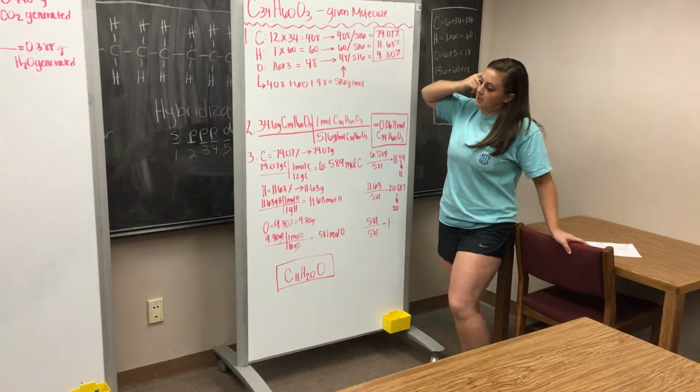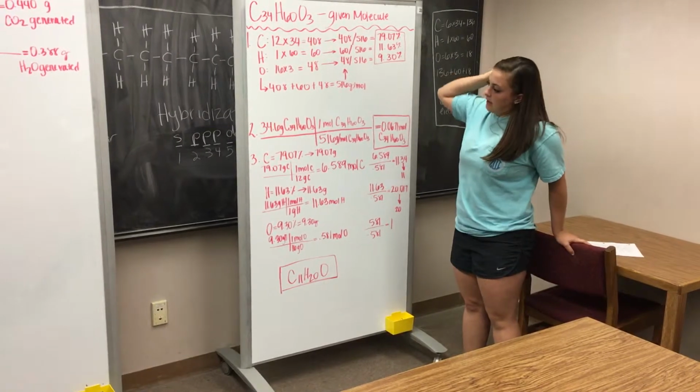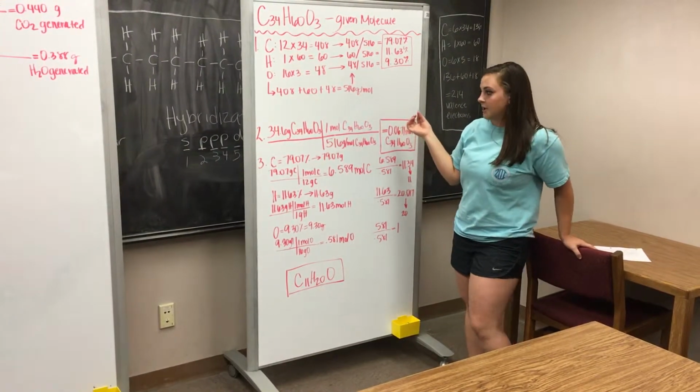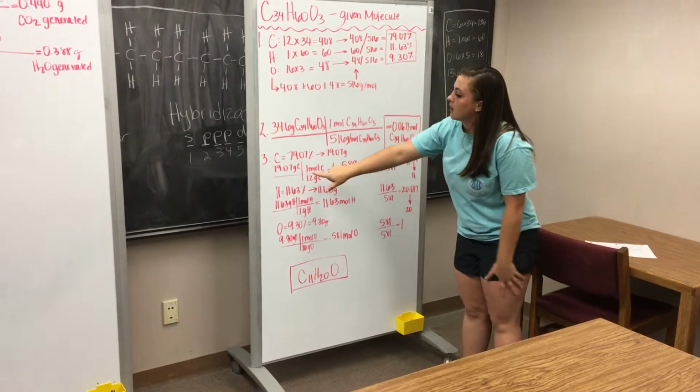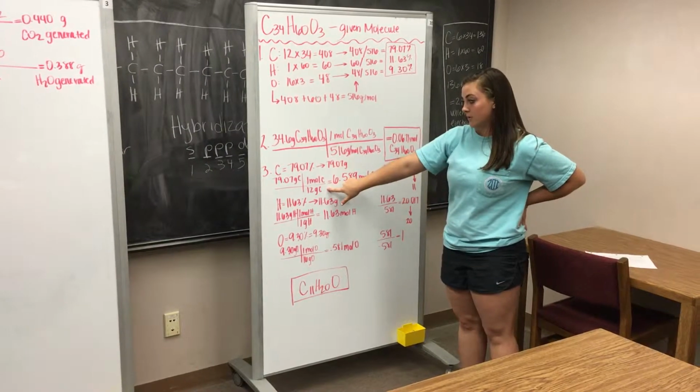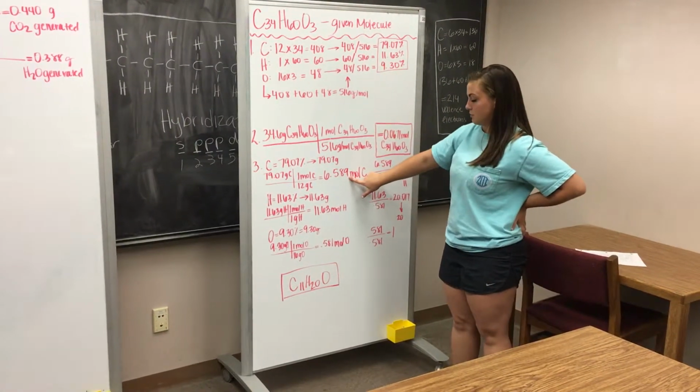And then for number 3, we had to do the empirical formula. And we converted all of our percentages to mass, and it's just a straight conversion. And so for each one, like for carbon, we did the 79.07 divided by the mass of 1 mole of carbon, which is 12, gives us each amount.